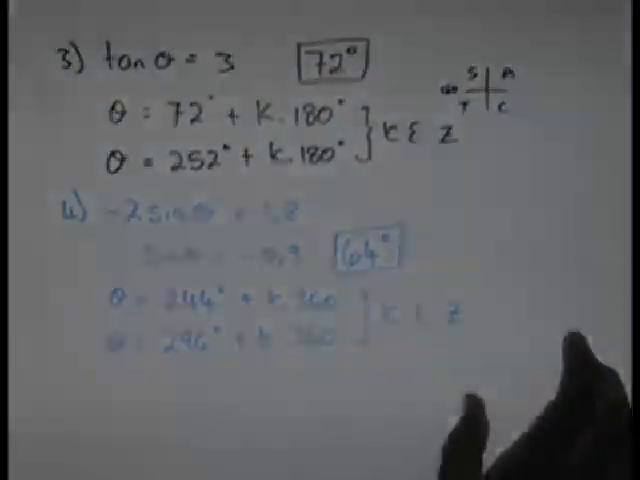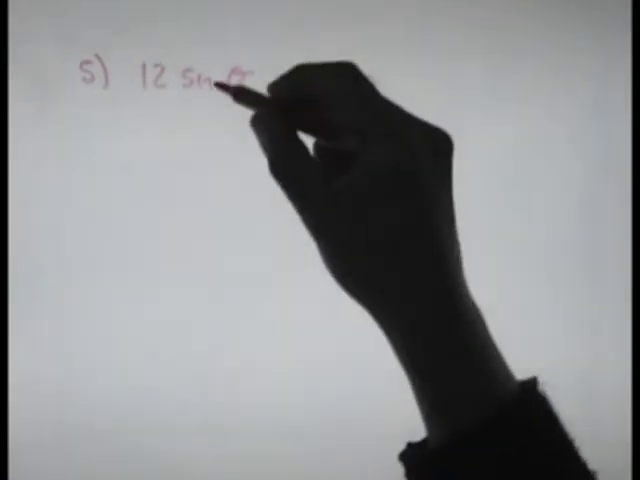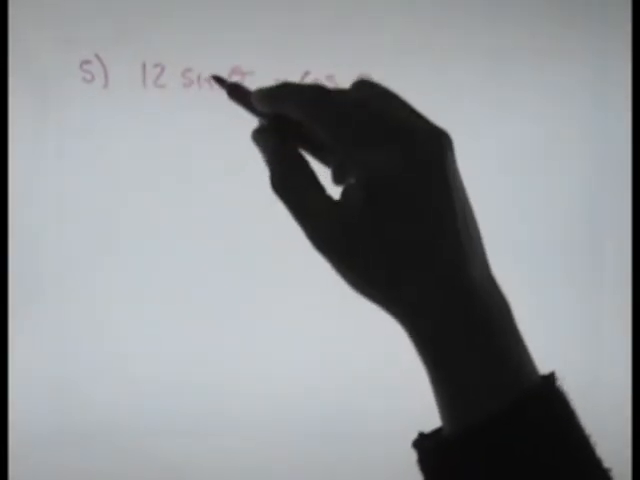The next one I gave you to do read 12 sine theta is equal to cos theta. Now this one is a bit of a tricky one because I've got a cos theta and a sine theta.